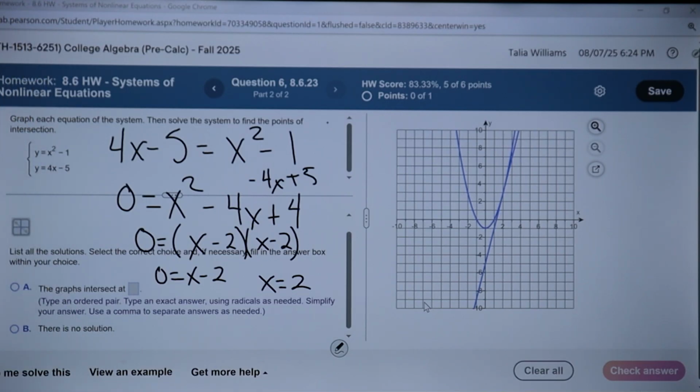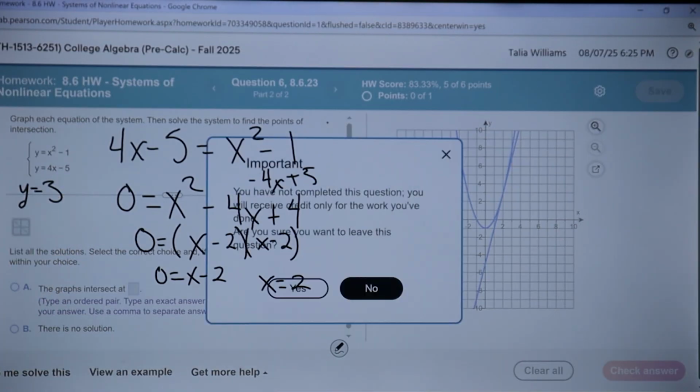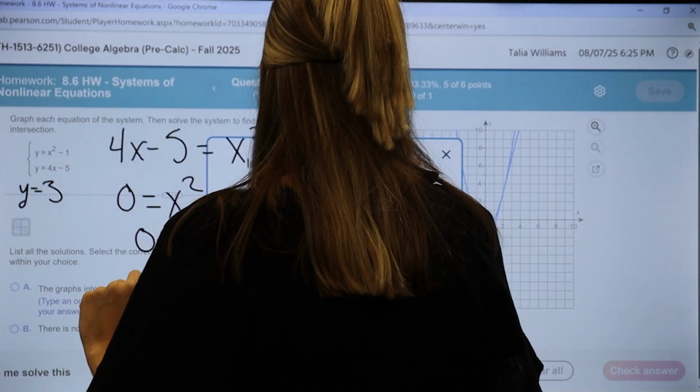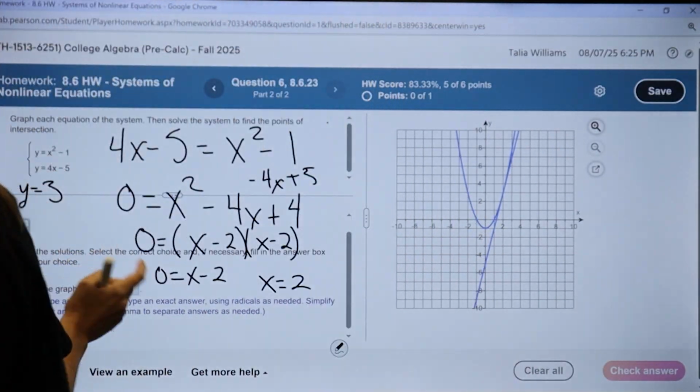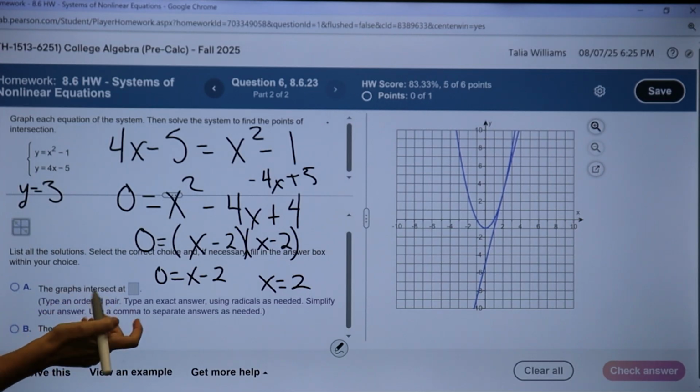Now you'd plug it into either of those. If I plugged it into the bottom one, 2 times 4 is 8, subtract 5 would give us 3. And just because it's easy and it's our last problem, I'll do it here too: 2 squared is 4, 4 subtract 1 is 3. It works on both of them. Our point is 2, 3.